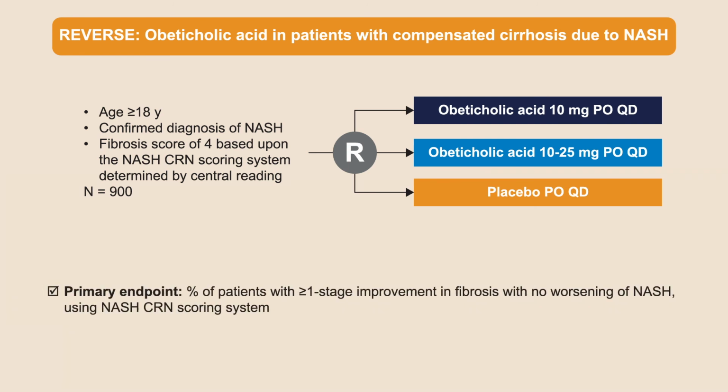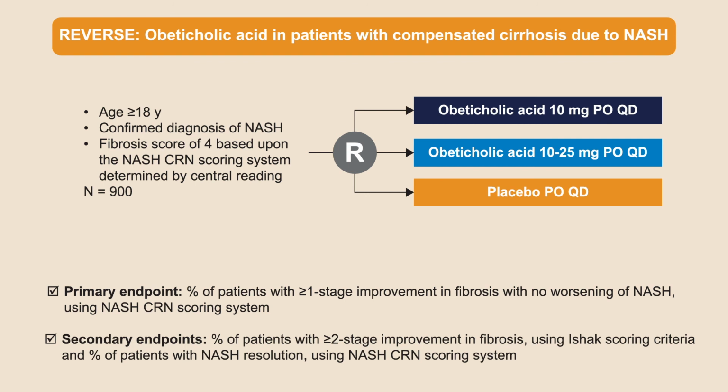The primary endpoint of that trial is the percentage of patients with improvement in fibrosis by at least one stage with no worsening of NASH, using the NASH CRN histologic scoring system. Secondary endpoints include the percentage of patients with improvement in fibrosis by at least 2 stages using the SHAQ scoring criteria, and the percentage of patients with NASH resolution using the NASH CRN histologic scoring system.